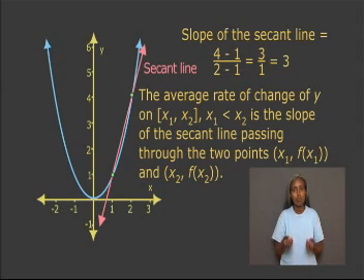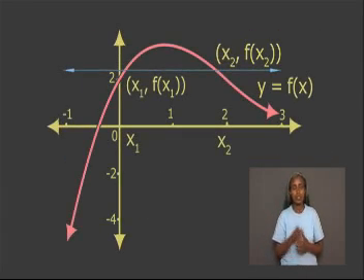In general, the average rate of change of a function on [x1, x2], when x1 is less than x2, is the slope of the secant line passing through the 2 points. So, the average rate of change equals f of x2 minus f of x1 over x2 minus x1.